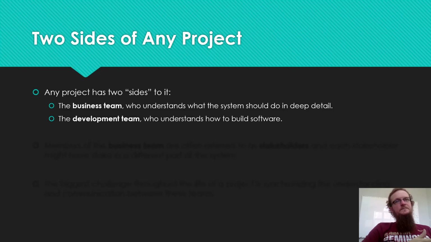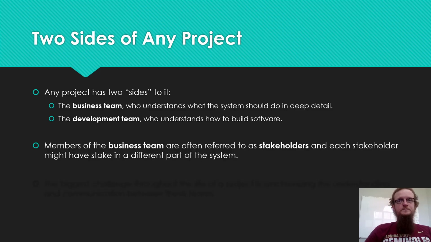On the other side, there is the development team, and the development team understands how to build a piece of software. They're the software engineers, the architects, and the project managers who understand the technology. It's their job to go to the business team and understand what the system is supposed to be doing and how it's supposed to be doing it, and then catalog all the requirements the system has, to make sure that the business team is going to be able to do their job after the project is complete.